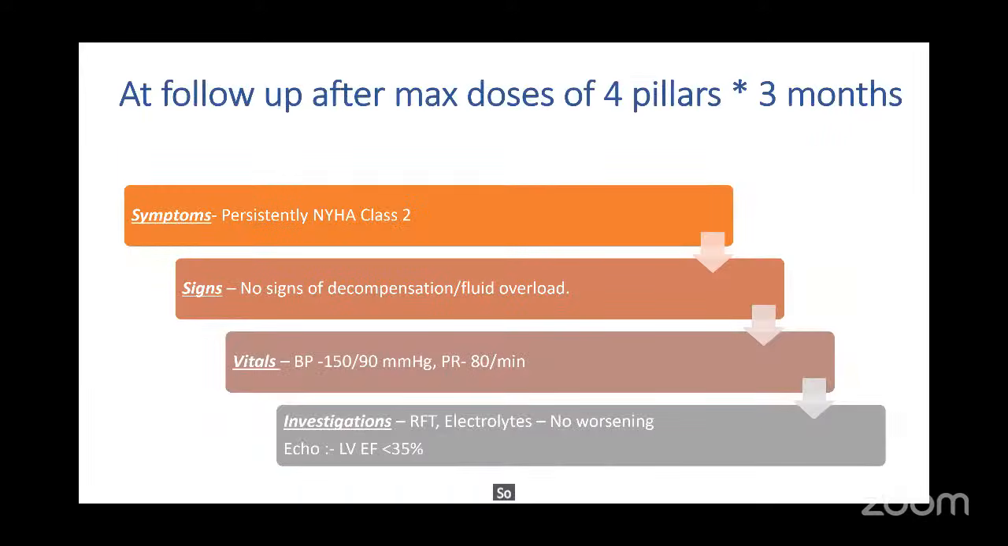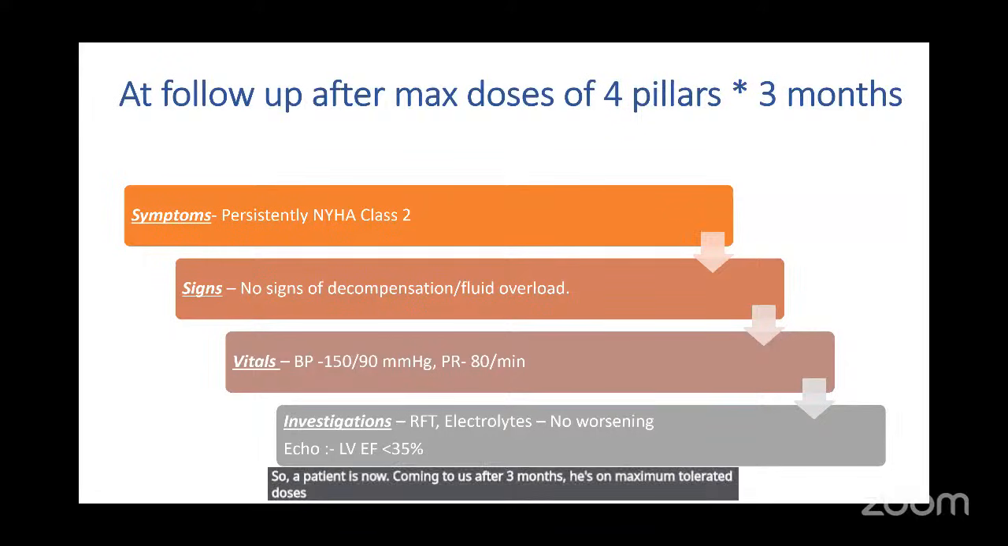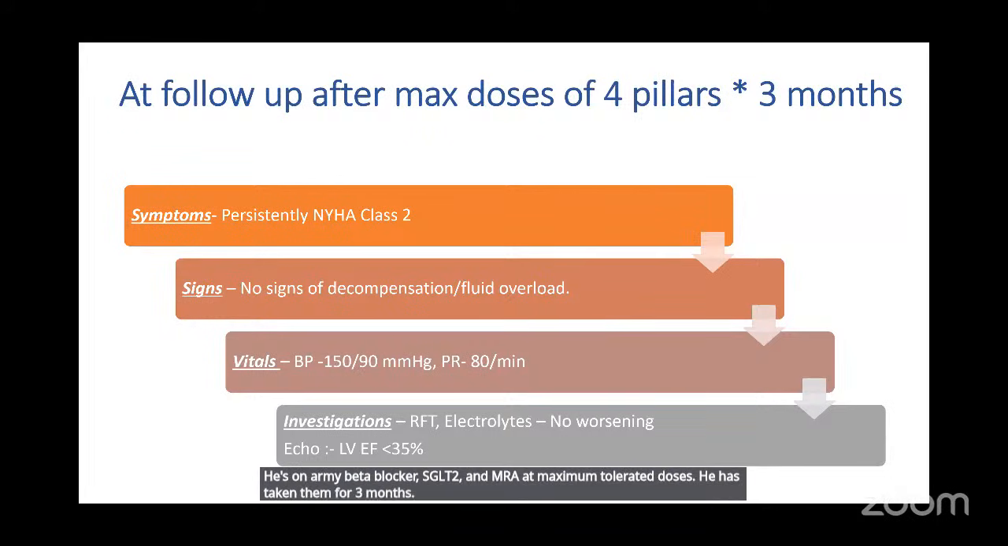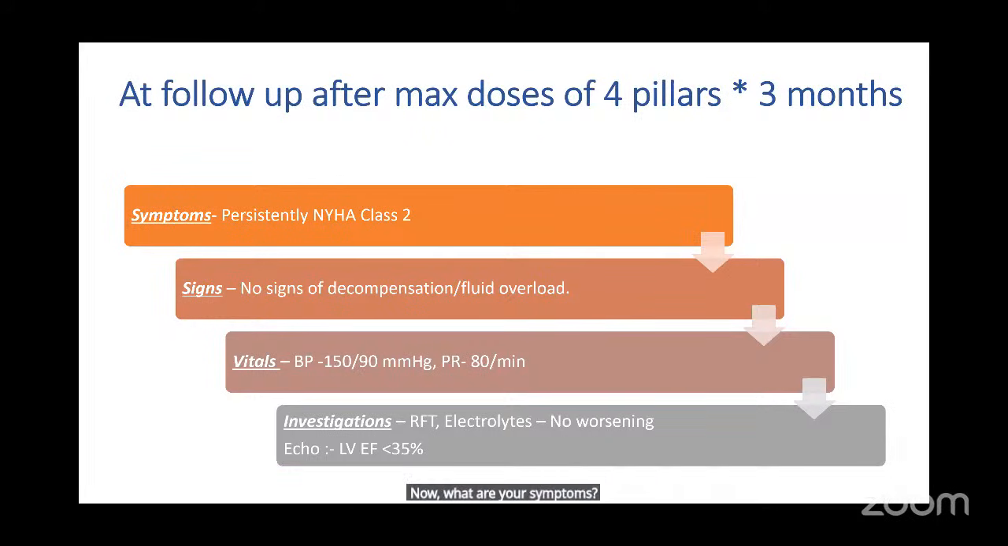So our patient is now coming to us after 3 months. He's on maximum tolerated doses of all four pillars. He's on ARNI, beta blocker, SGLT2, and MRA at maximum tolerated doses. He has taken them for 3 months. Now, what are his symptoms? He still is NYHA class 2.